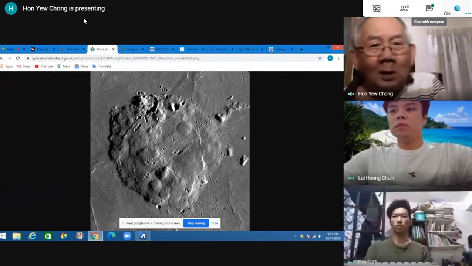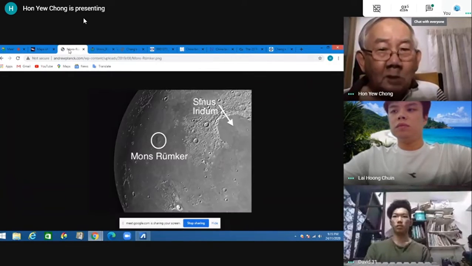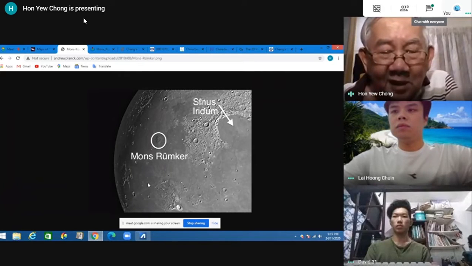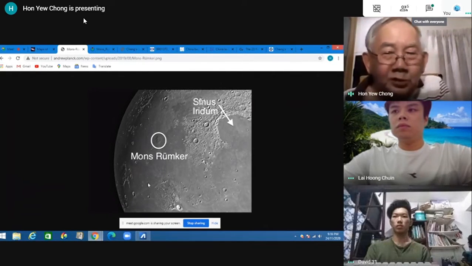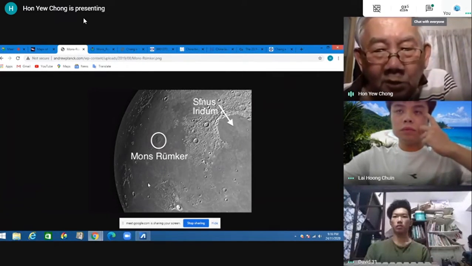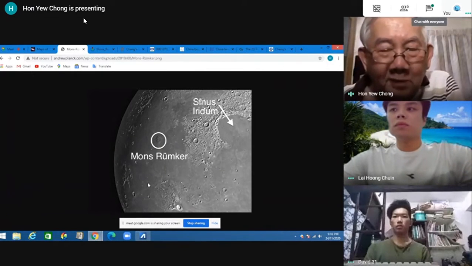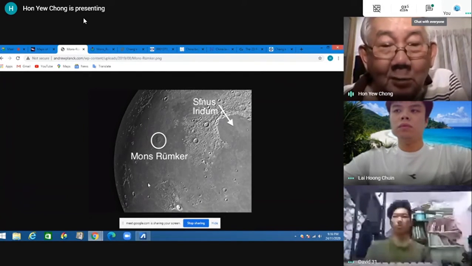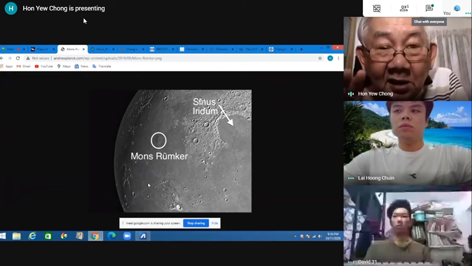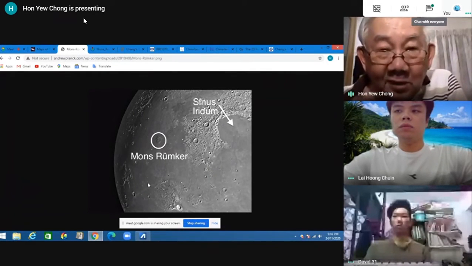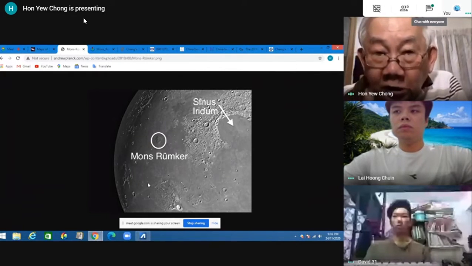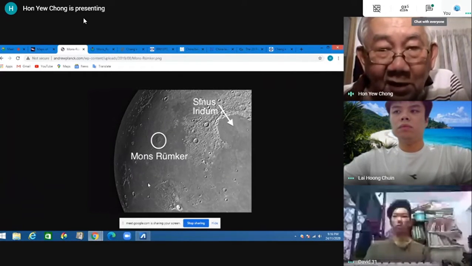Now, why do they want to choose Mons Rümker? Because from what they understand, the lunar rocks were brought back to the Earth by the Apollo missions. There were 6 missions, Apollo 11 to Apollo 17, and they brought back about 382 kilograms of moon rock. All right, but the Russians brought back about 170 grams of moon rock. So the Americans had 6 missions with human beings and brought back the moon rock. The Russians, with 3 robotic missions, brought back 170 grams.